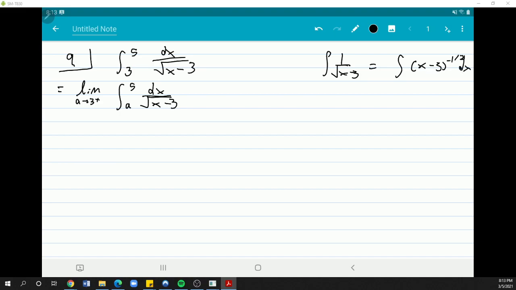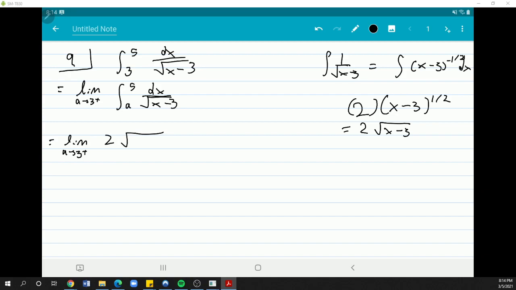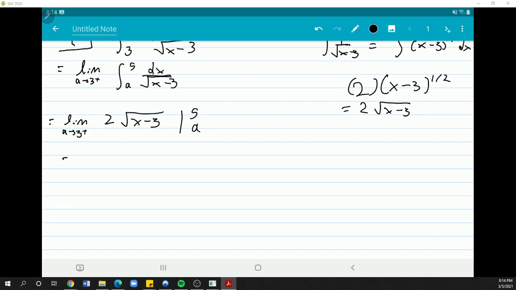This is a minor u substitution, and I could very much believe you could do this without showing all the work. You would take x minus 3 to the 1/2, and then 1/2 flip it, you get 2. So 2 times x minus 3 to the 1/2, or 2 square root x minus 3. So this is the limit as a goes to 3 from the plus of 2 times the square root of x minus 3 evaluated from a to 5.